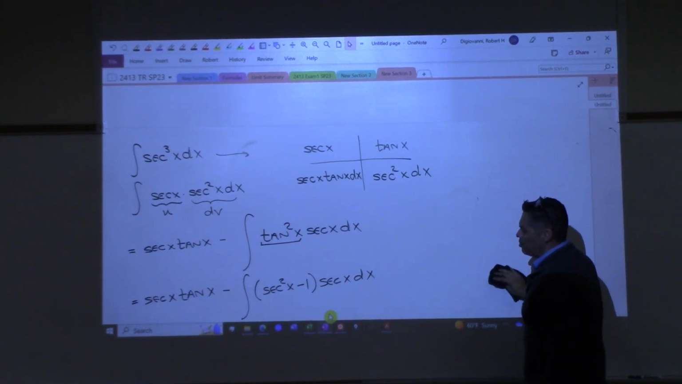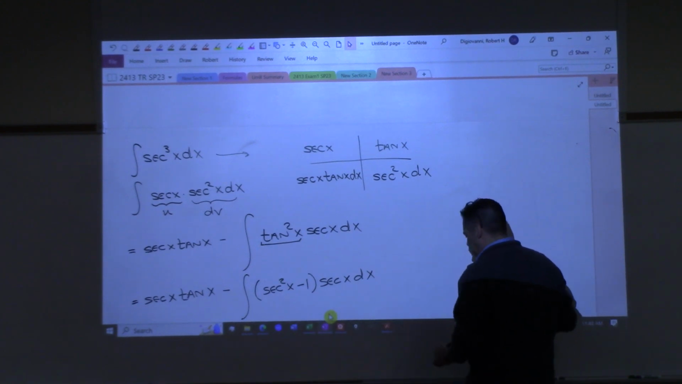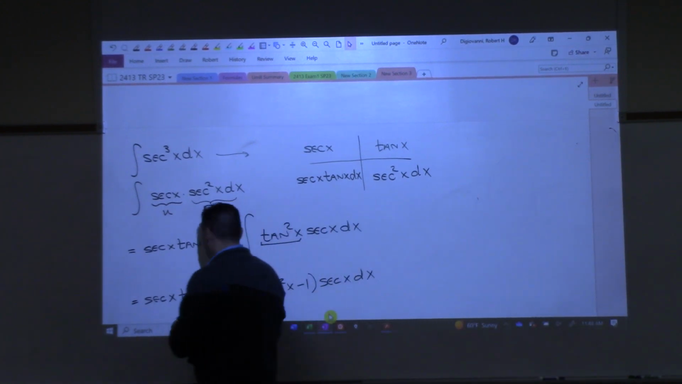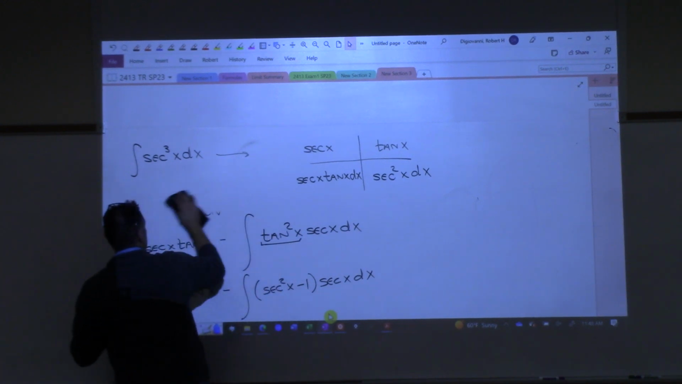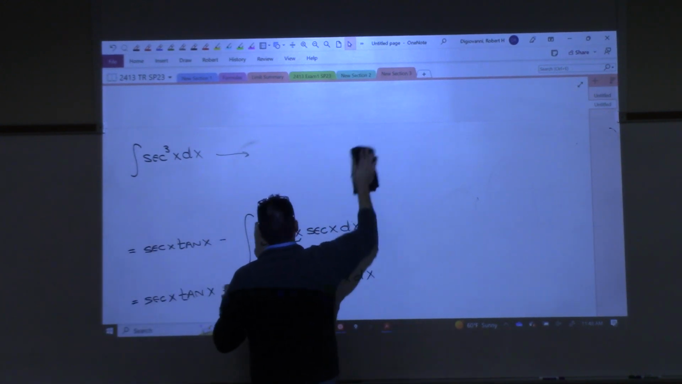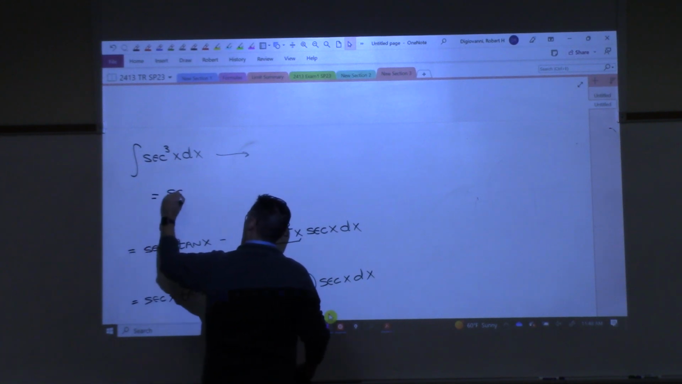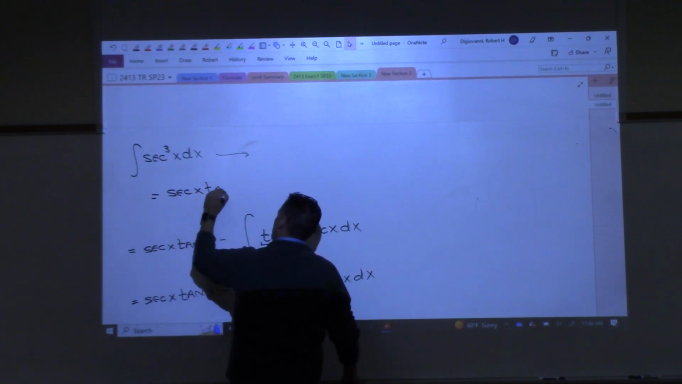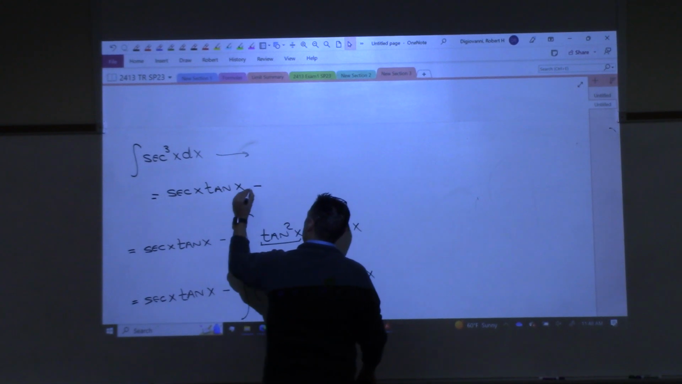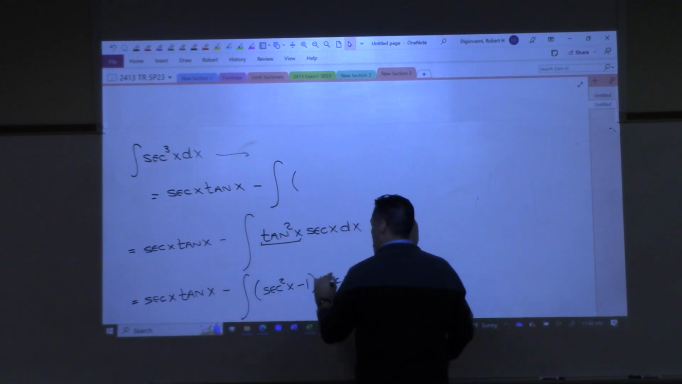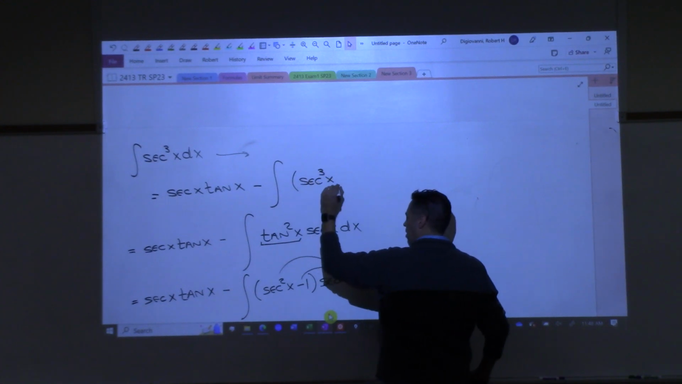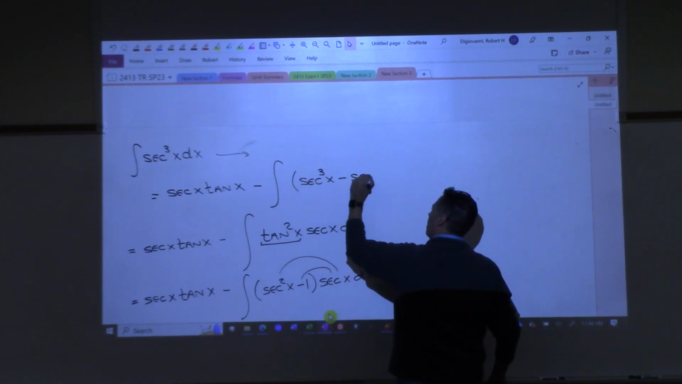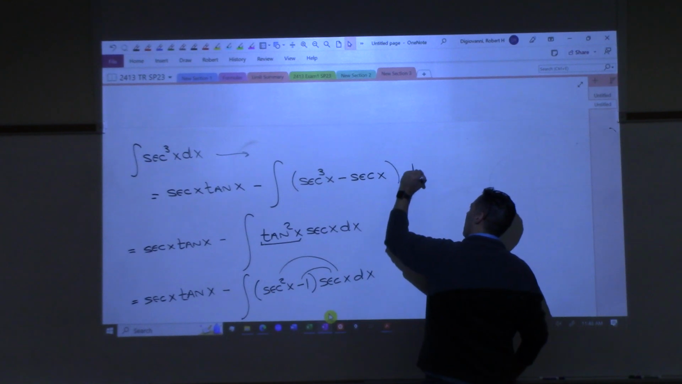Okay, let's distribute. Can we do this for a second? I'll just write the next line. I'm going to get a little lazy there, but I'll continue. So this is equal to secant x tangent x, minus the integral. Now I'm going to have two pieces in here when I distribute through. Secant cubed x, crap, that's the integral I'm looking for, isn't it? And then secant x and then dx.